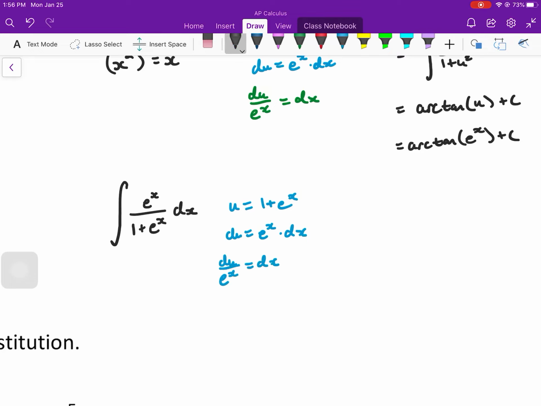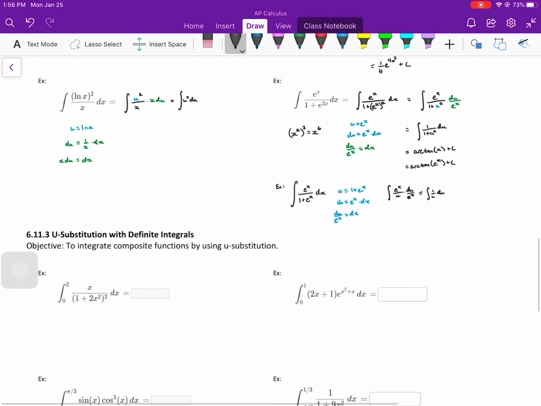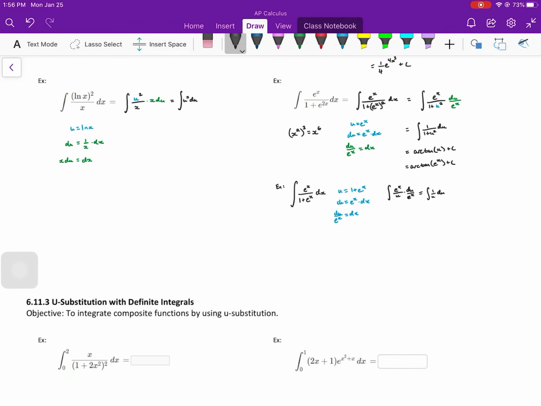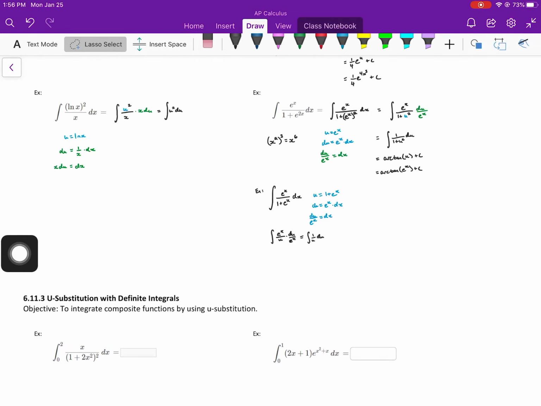So when you substitute on this one here, we would get the integral of e to the x over u times du over e to the x. E to the x is canceled, integral of 1 over u du, and that's going to be that natural log case, that 1 over u. So there is a little bit of a difference here between those two. So do realize there's a difference with that squared. That's really what makes that difference.